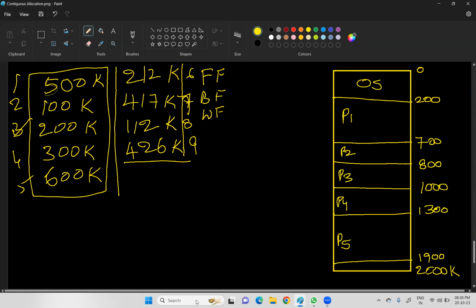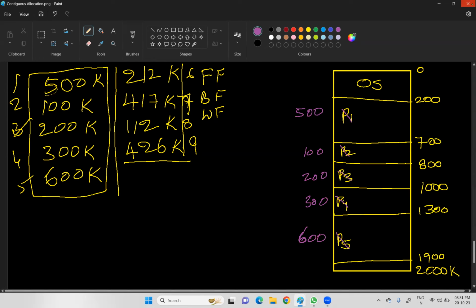Now, for time being, all these processes have been completed. So all these holes are available. Let me write the hole sizes: the hole is 500, the hole is 100, the hole is 200, the hole is 300 again, the hole is 600 here. Like this, they become available. Now consider that all the processes have been completed. Let me strike off process 1, process 2, process 3, so that all processes have been completed.